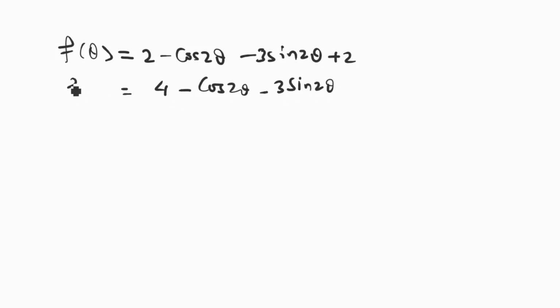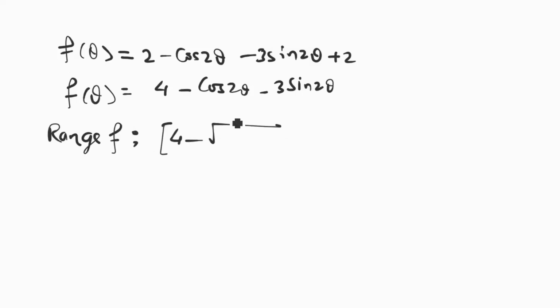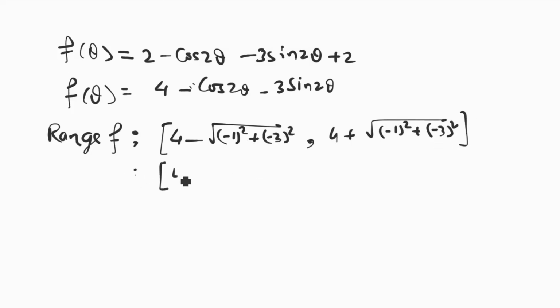Now we can find the maximum or minimum value, so we will find the range of this function. As I told you, the range is from 4 minus root a square plus b square to 4 plus root a square plus b square. Comparing, a is minus 1 and b is minus 3. So we get minus 1 whole square plus minus 3 whole square, which is 1 plus 9, that is root 10, so the range is 4 minus root 10 to 4 plus root 10.